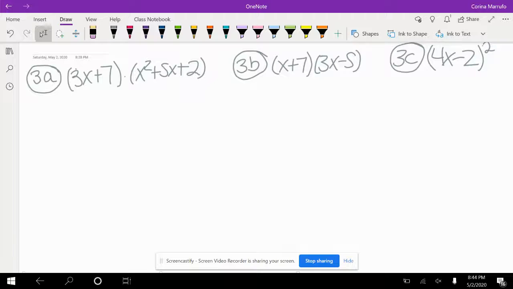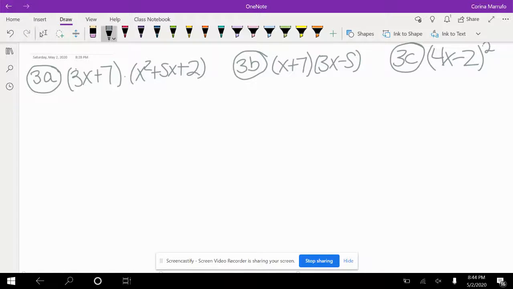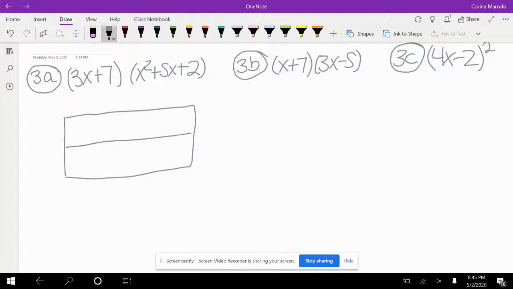Right. So 3a, we're taking 3x plus 6 and multiplying it times x squared plus 5x plus 2. So what I would like to do is create a box. This is called the box method. Since we have 3x plus 7, I'm going to write here 3x and then plus 7.